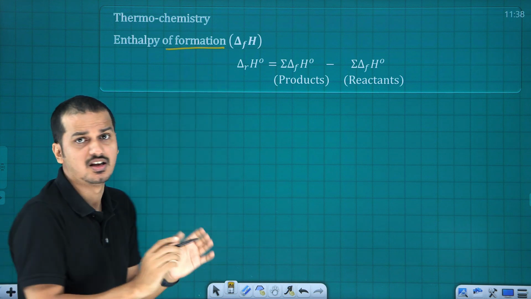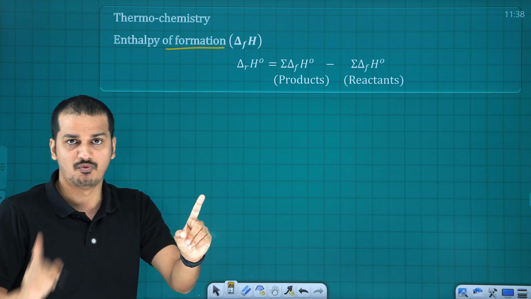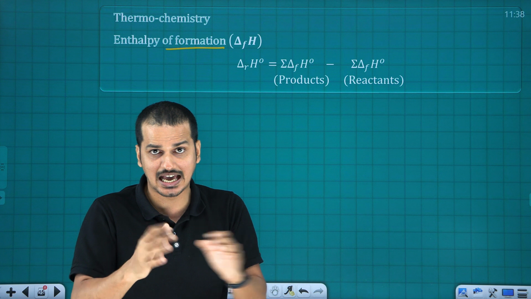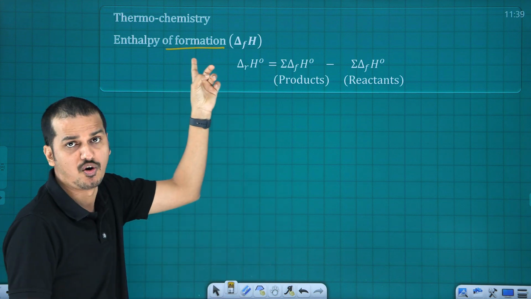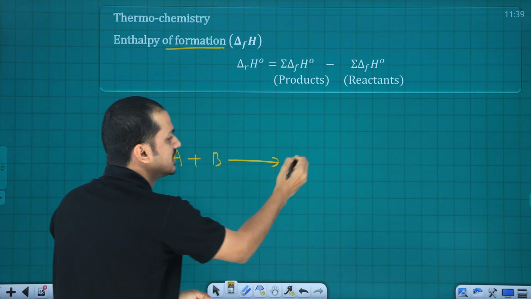First one is formation. Formation means 1 mole of a compound is formed from its own elements at a standard state. During that, how much enthalpy change is there? That is called the enthalpy of formation. Then whenever you have a reaction, A plus B gives C plus D.